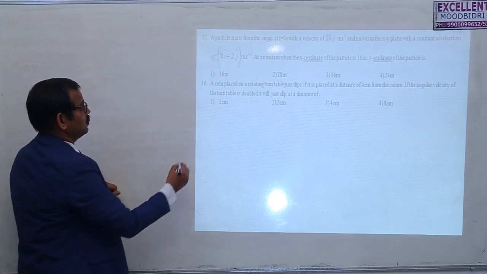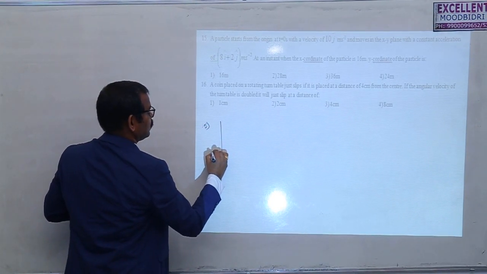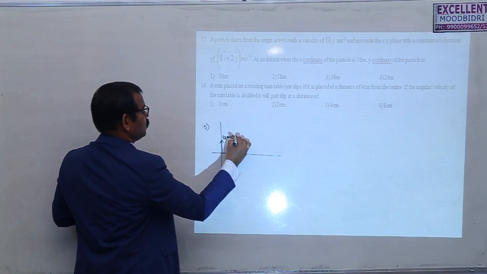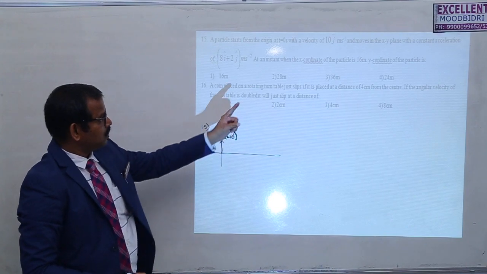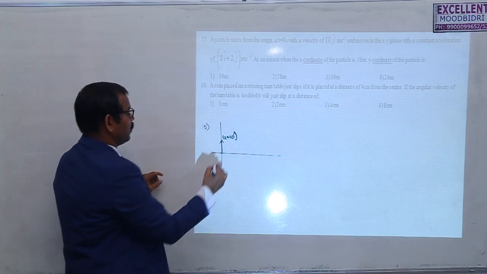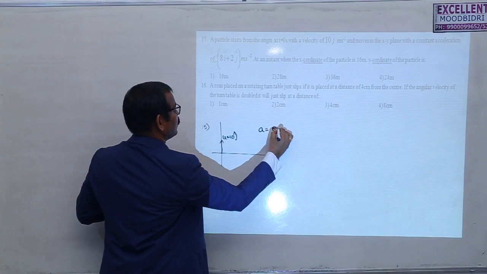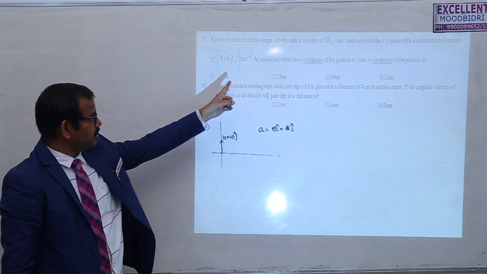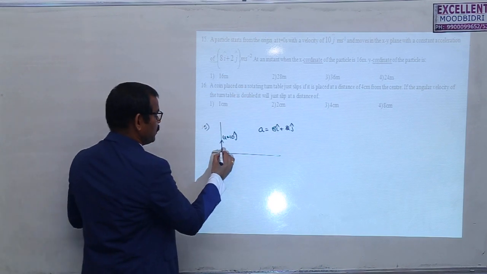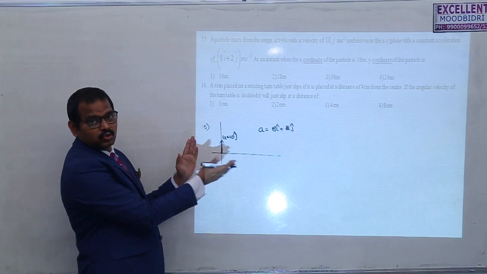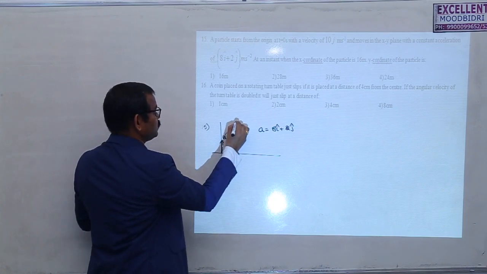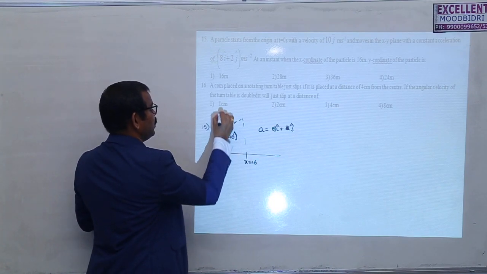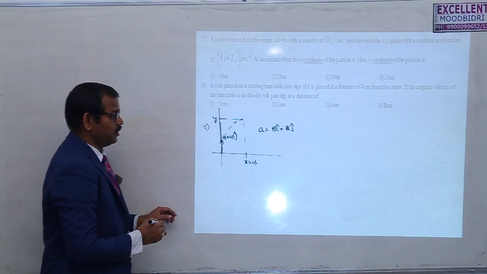A particle starts from origin with a velocity 10j. So initial velocity is equal to 10j, that is along y-axis, and moves in xy plane with the constant acceleration given by 8i cap plus 2j cap. At an instant, x coordinate is 16. So when the particle is moving like this, it is experiencing two different accelerations. So at a particular time, x is equal to 16.